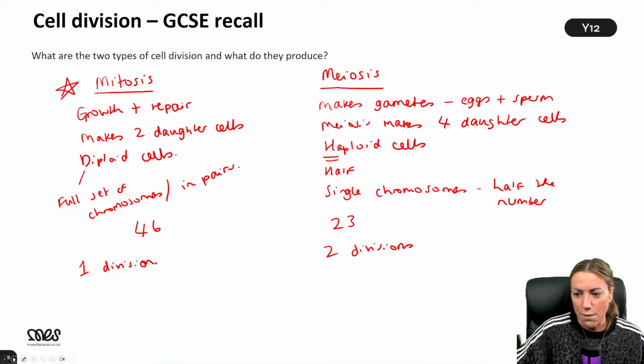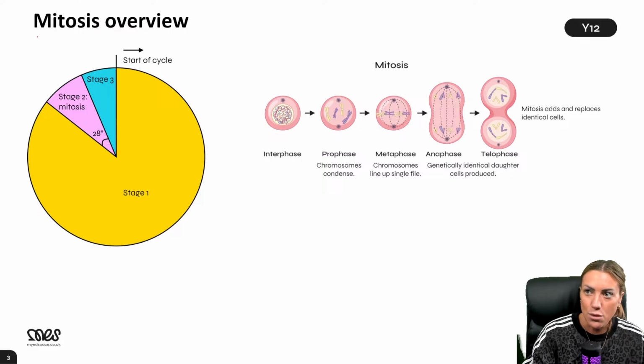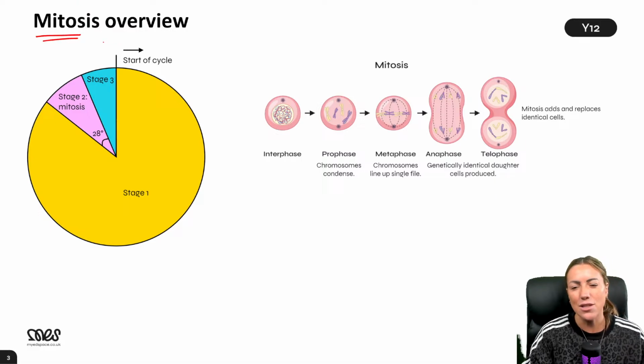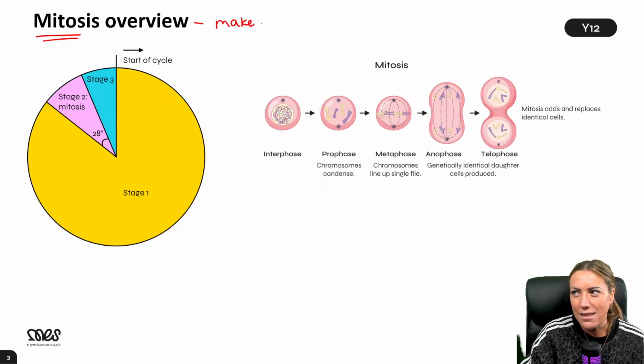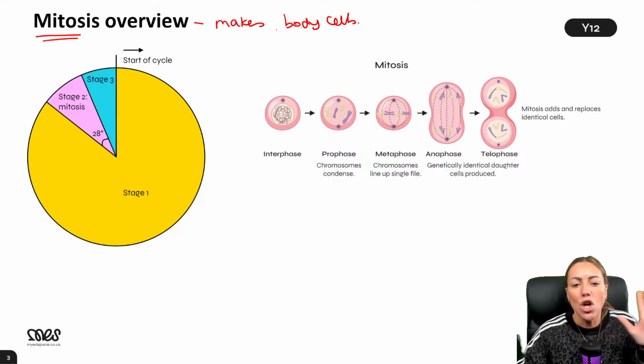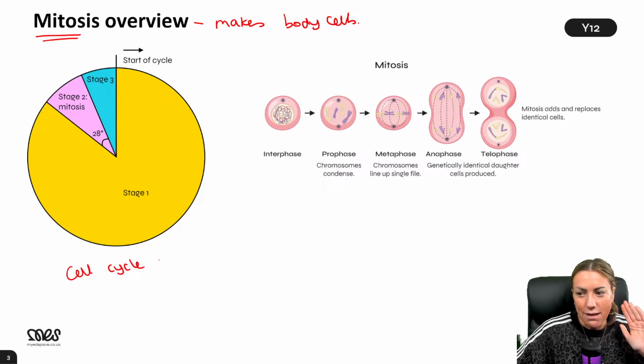As I've said, we're going to focus on mitosis today. Remember, mitosis is just your normal cell division. It just makes normal cells, like body cells. It's not making gametes, it's just making normal body cells. Now, mitosis is part of what we call the cell cycle. The cell cycle has 3 stages. Let's just remind ourselves what they're all called, because it's not just mitosis.